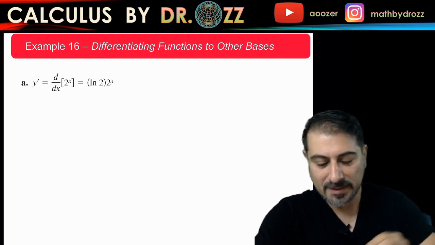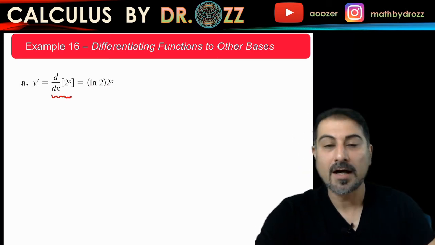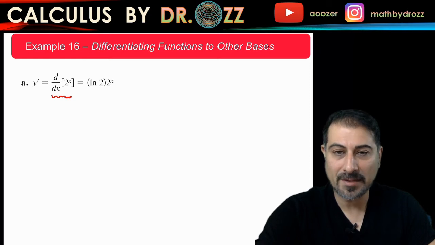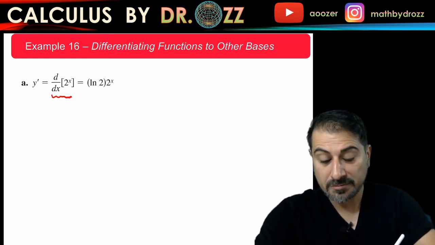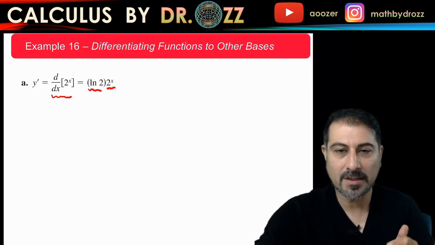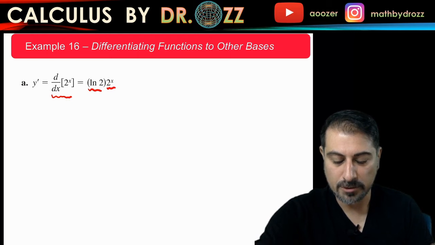So the first one is d/dx of 2 to the power of x, and this is an exponential function with base 2, and we know that the derivative of this function is 2 to the x times ln 2 by using the rule that we just learned.